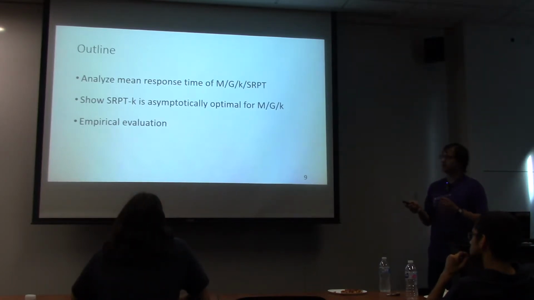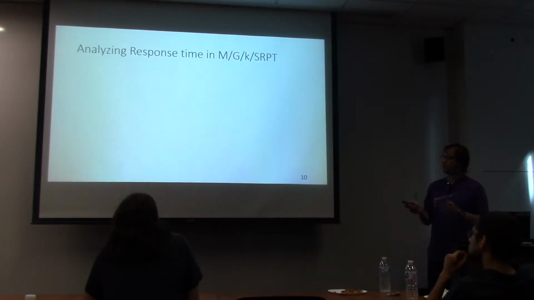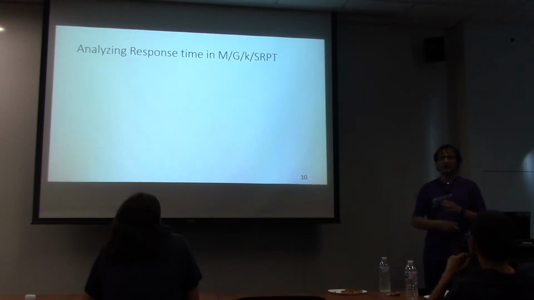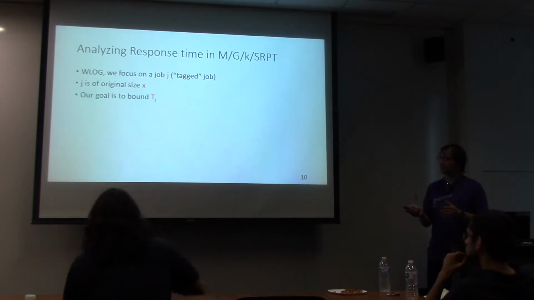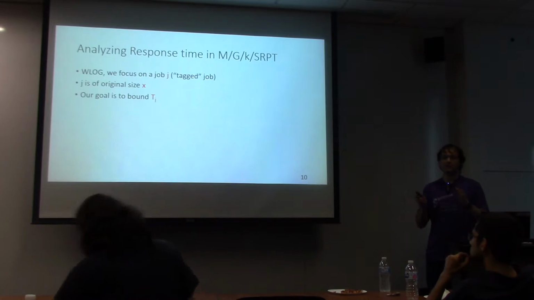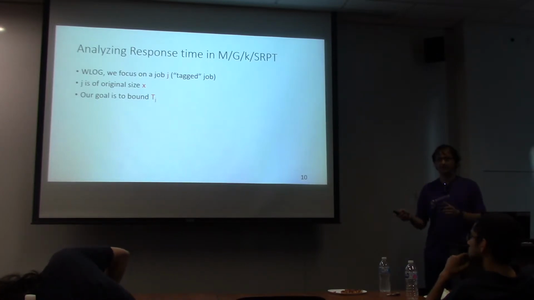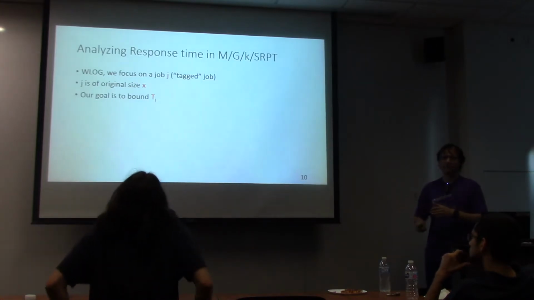All right. So in order to get started, we're going to go through an example. But in order to do that, we're going to need some definitions. Now, we're not going to try to analyze all the jobs at once. Without loss of generality, we can focus on a single job. We'll tag one job and focus on just that one. So we'll focus on this job J. Let's call its original size X, and what we're going to try to do is bound the response time of this job J.